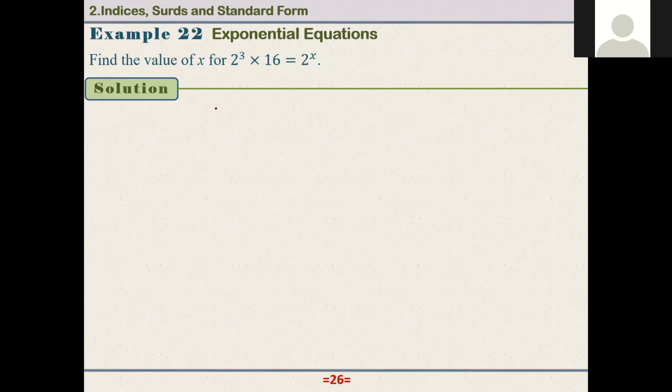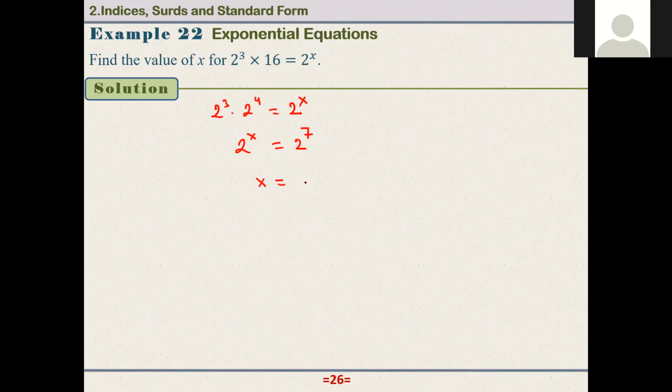So here we have 2 cubed times 16, which is 2 to the power of 4. On the right-hand side, we have 2 to the power of x. Here we have 2 to the power of 4 equals, and on the right-hand side, we can simplify this to 2 to the power of 7, right? So the bases are the same.